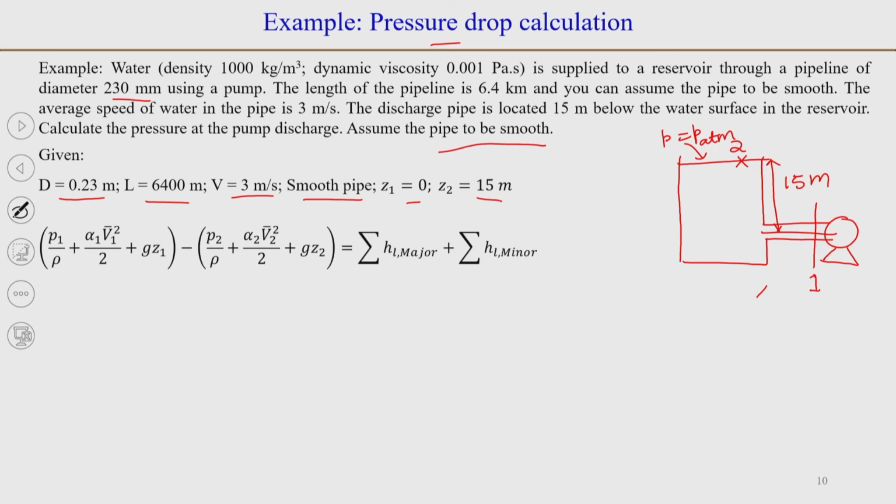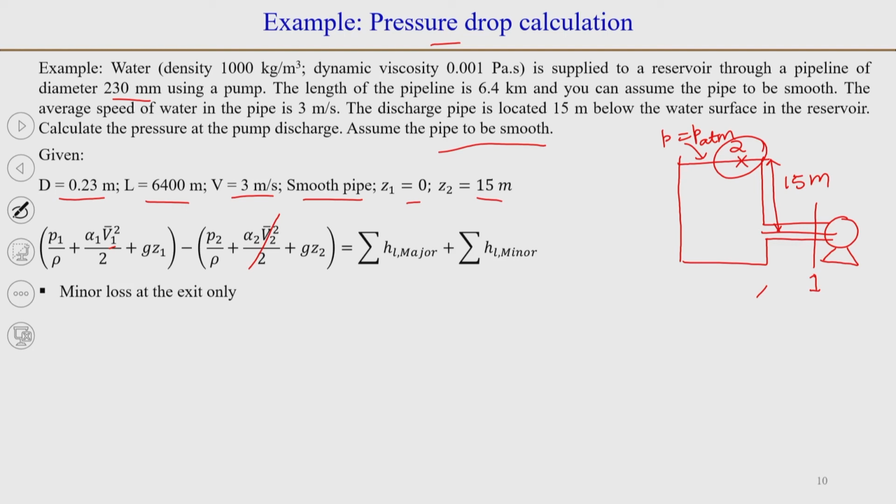So, again we can write down the equation. Now, in this equation V2 will be 0, because the reservoir area is very large. So, the velocity there will be very small when you compare with V1, that is the velocity in the pipe. So, we will neglect V2.